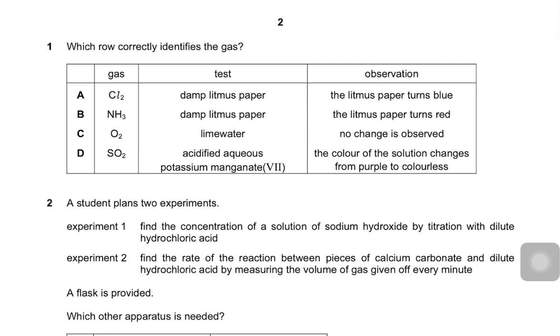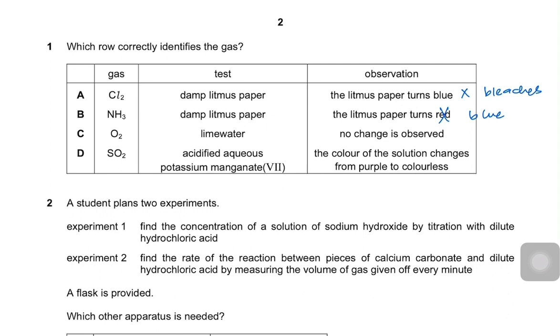So it is just about the test of a gas. If you remember, the test for chlorine is actually a damp litmus paper, but it is bleached. So this is wrong. Chlorine actually bleaches the litmus papers. Ammonia is damp litmus paper, and then it turns damp litmus papers into blue.